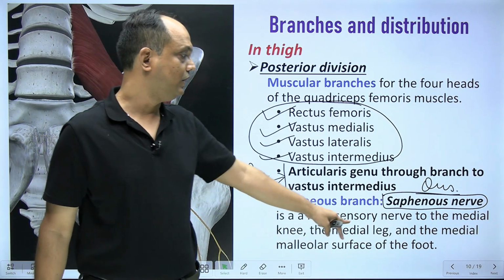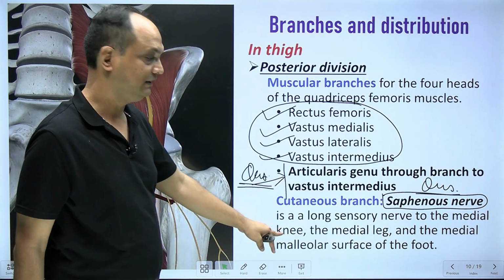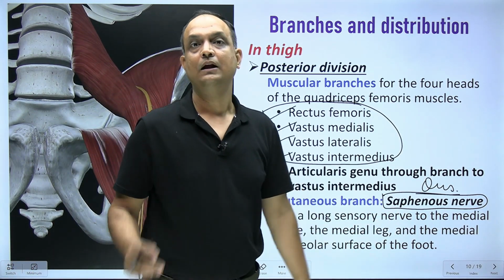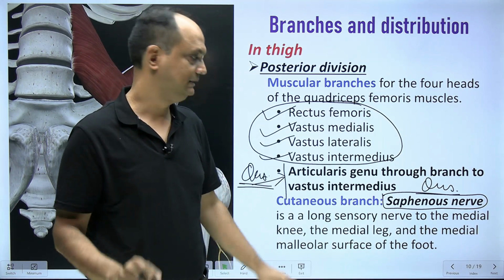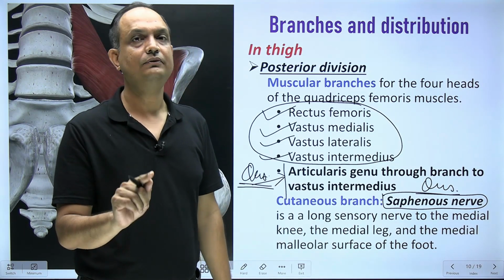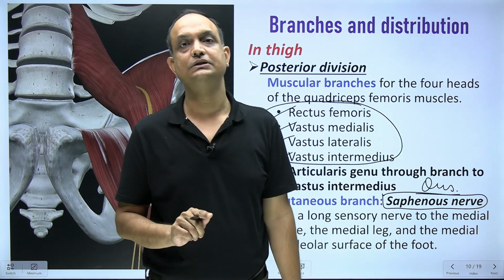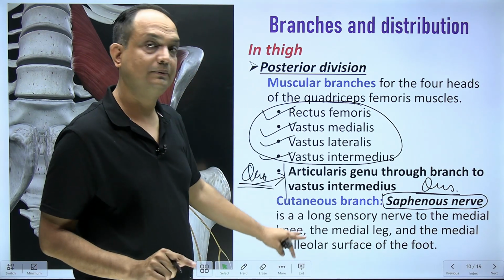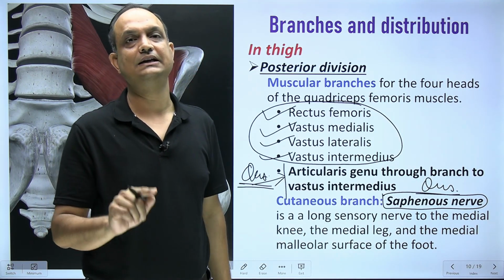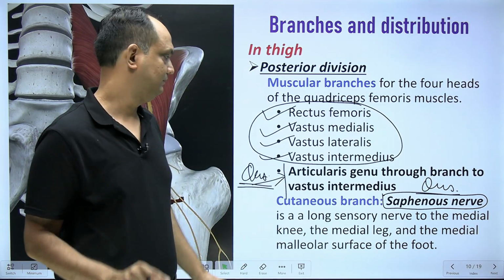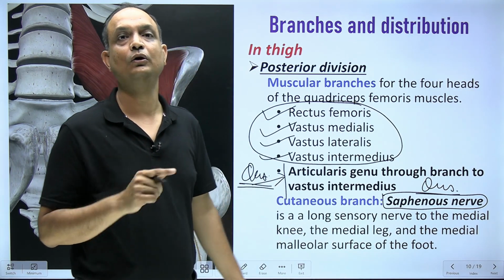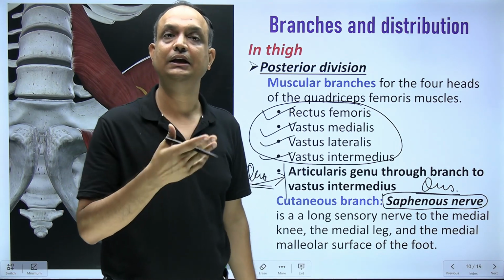Now this saphenous nerve is a long sensory nerve, and it supplies the medial aspect of the knee joint, the medial side of your leg and the medial side of your foot. Now my dear students, please keep in mind that the saphenous nerve does not supply the skin in the thigh. For the thigh, we have the intermediate, medial and lateral cutaneous nerves. It is not supplying the thigh; it is supplying the medial side of the knee joint, the medial side of your leg and the medial side of your foot. Clear? So please keep in mind that the saphenous nerve, though it arises in the thigh, will not supply the thigh. It will go to the medial side of the area below the knee joint.